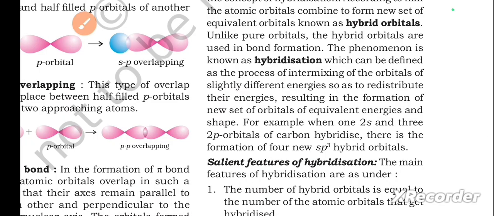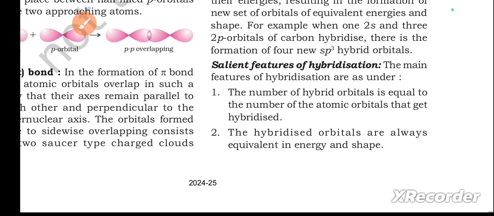The phenomenon is known as hybridization, which can be defined as a process of intermixing of the orbitals of slightly different energies so as to redistribute their energies, resulting in the formation of new set of orbitals of equivalent energies and shape. For example, when one 2s and three 2p orbitals of carbon hybridize, there is a formation of four new sp3 hybrid orbitals. Next, salient features of hybridization.